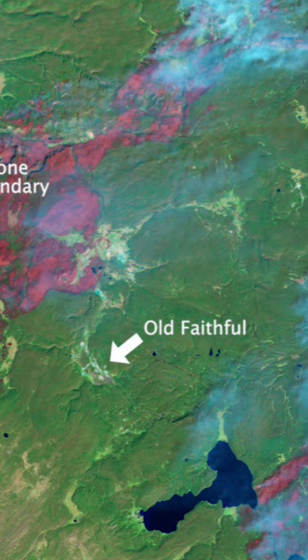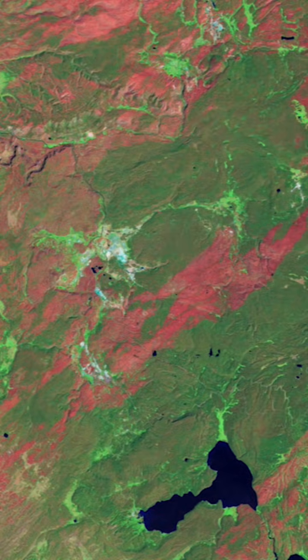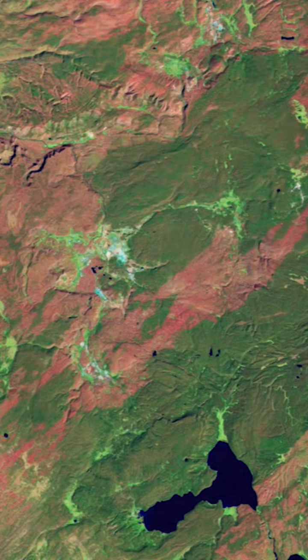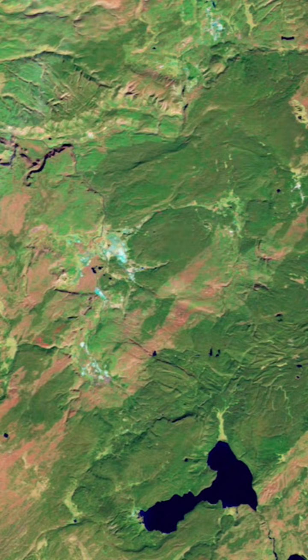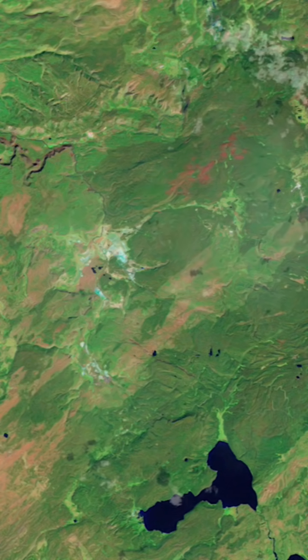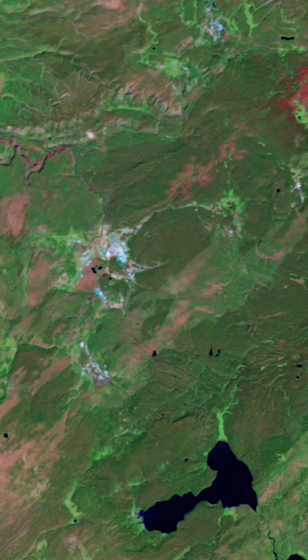In these images, the vegetation, the healthy vegetation, is dark green. That's the sign of tall, healthy forest. And what you can see right after the fire is the very obvious fire scar. It's the dark reddish-brown color.